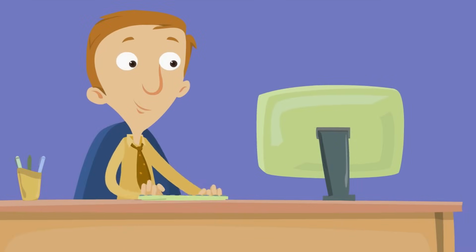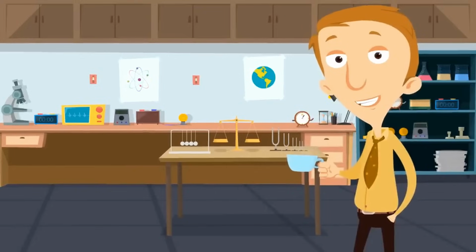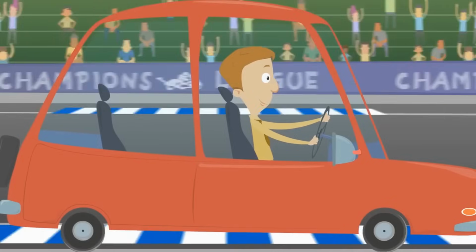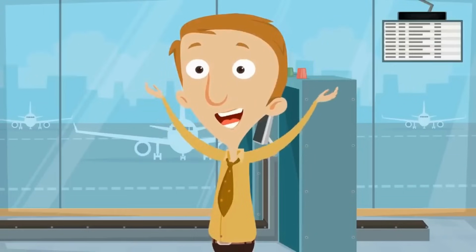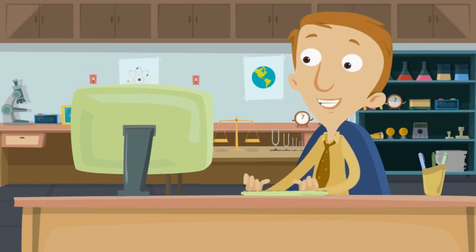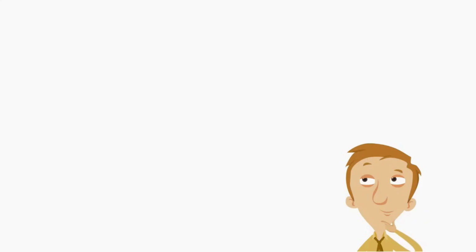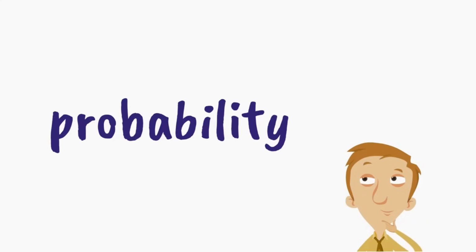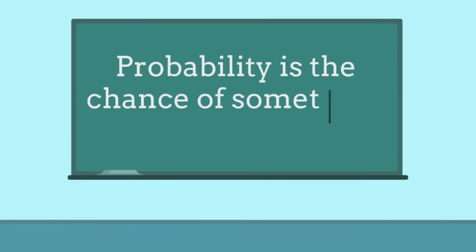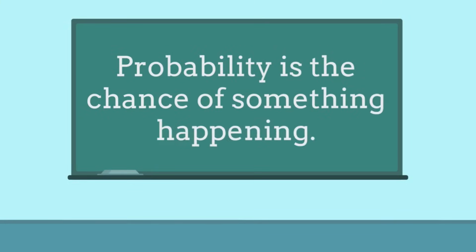All right, so that was multiplication. We only have one more lesson left. The final lesson. You are about to learn about something that's pretty cool called probability. Probability is the chance of something happening. That's pretty simple.